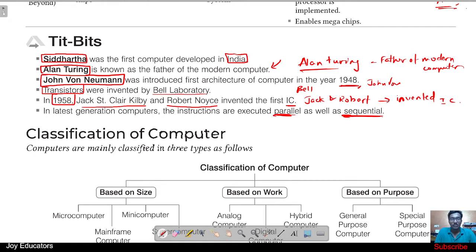So let me ask you: who is the father of the modern computer? Alan Turing. That's good. Who was the first to introduce the architecture of the computer? John von Neumann. Yes, good. And who invented transistors? Bell Laboratory. And John and Robert invented the first integrated circuits. These are a few general questions that I've been asking you.